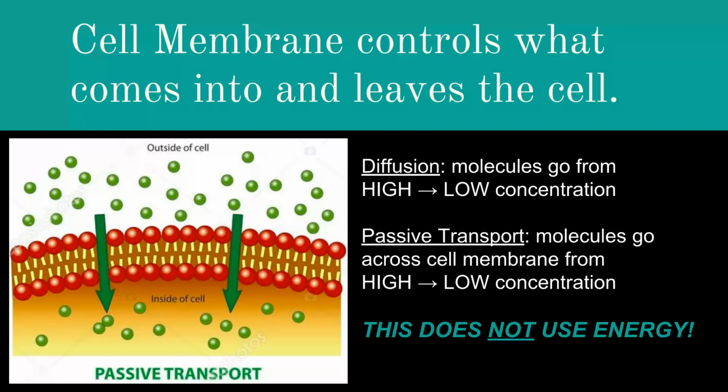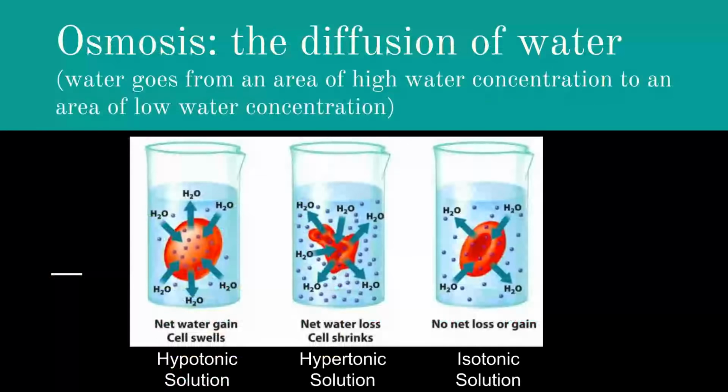The diffusion of molecules naturally wants to flow from an area of high concentration to low concentration. When this occurs across a cell membrane, we call this passive transport, and this does not use any energy. When we are specifically looking at the movement of water molecules, this is called osmosis.